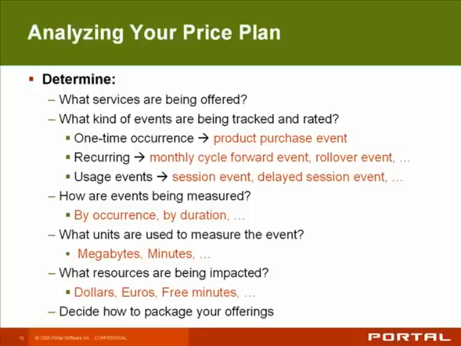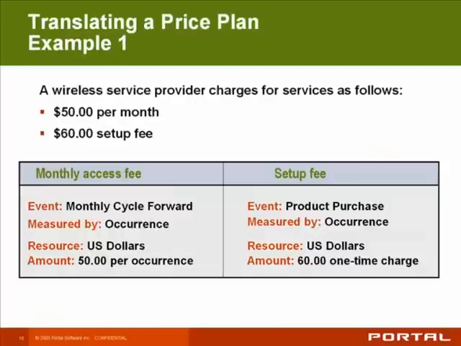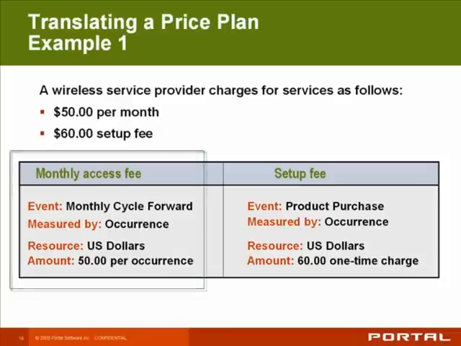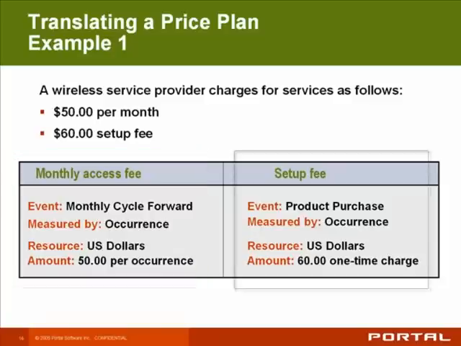Let's look at a couple of examples of translating a price plan. This first example is very basic. The service provider is setting up charges as follows: $50 per month and a $60 setup fee. For the monthly access fee, this translates to an event type of monthly cycle forward and will be measured by occurrence, with a resource of US dollars in the amount of $50 per occurrence.